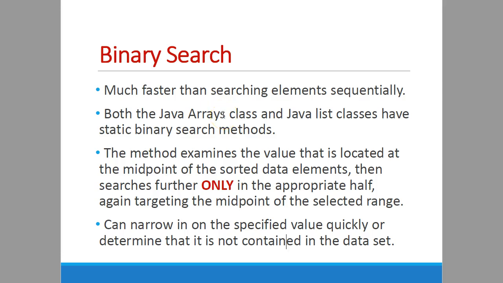So both the Java arrays and list classes have binary search methods built in. You don't actually have to write it. You can just call it. And what it does is it tries to break the list in half each time and then figure out which half it is in. But it only works if it's in sorted order.